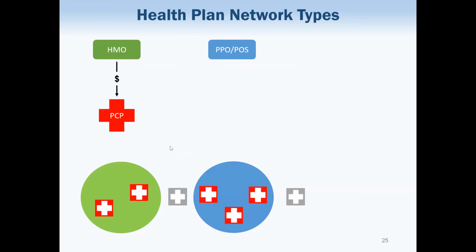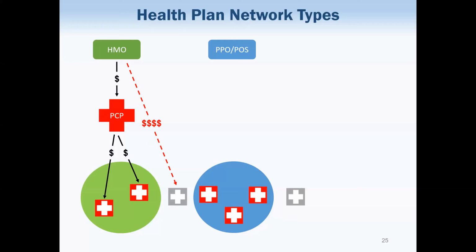For an HMO, in general, the consumer is going to have to go to a primary care provider that they select, and that primary care provider is going to let them have referrals or prescriptions to get access to other coverage. So they have this sort of gatekeeper model of a PCP that helps them access care.